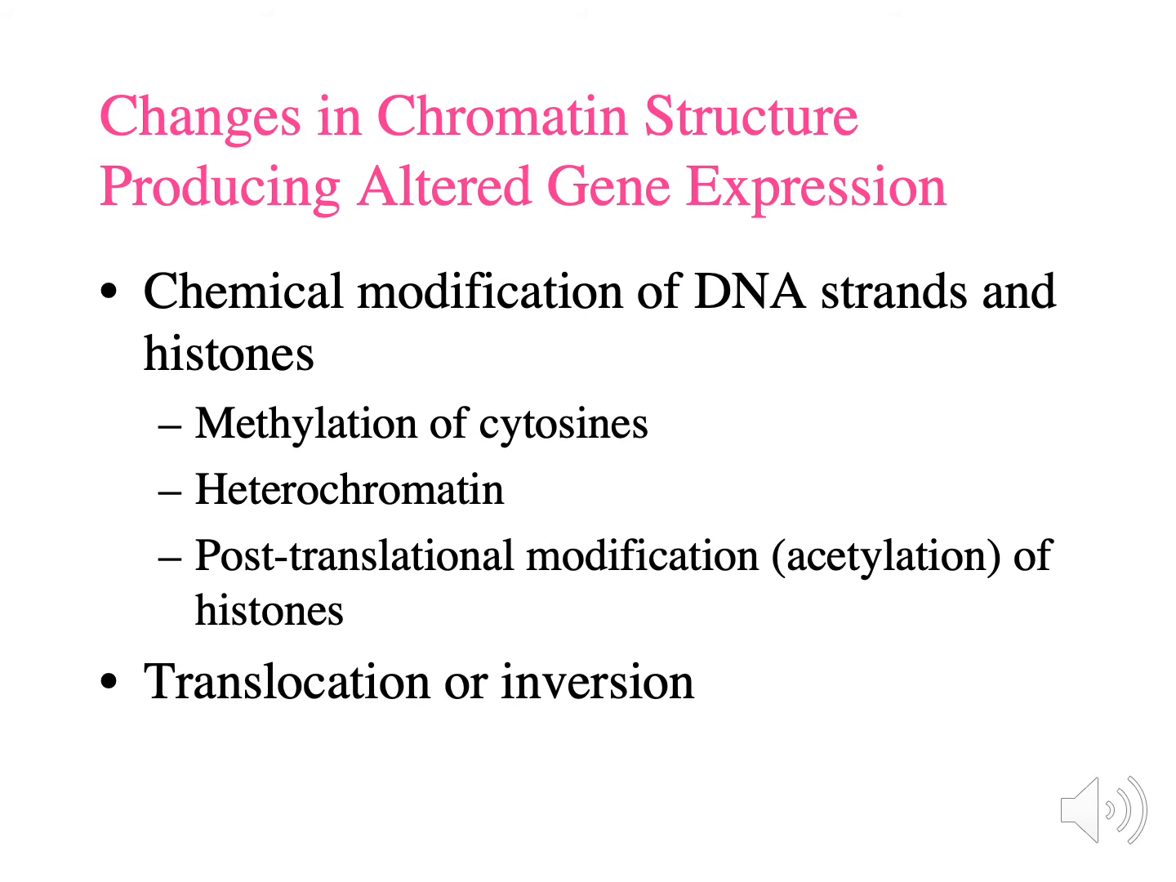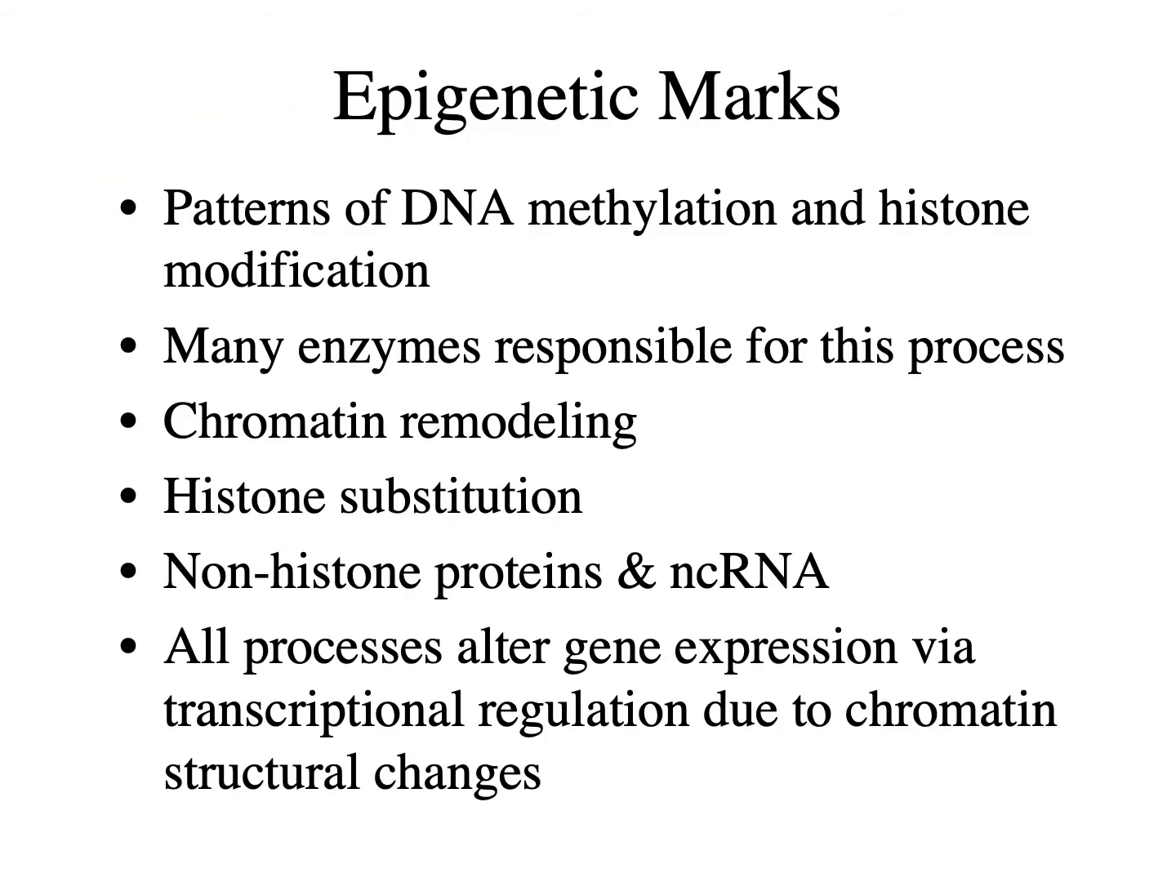So when we talk about more open and relaxed conformations, what are the sorts of things that lead to that? That's actually chemical modification of the DNA strands and histones. So that would be covalent modification of the DNA strands and histones. And what does that actually look like? Well, examples at the DNA level are methylation of the cytosines. And that is really the only possible covalent modification of DNA itself: methylation of cytosines.